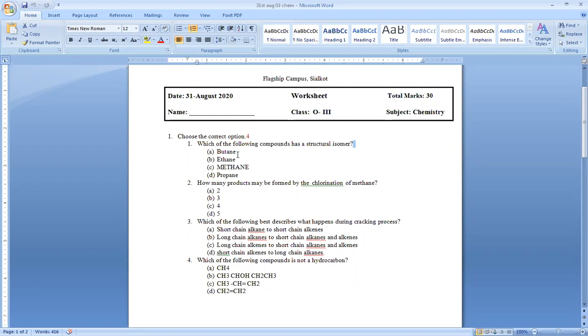You know, this process leads to the formation of a number of products because carbon has more than one hydrogen that can be replaced. So how many products can be there? You have to answer that.